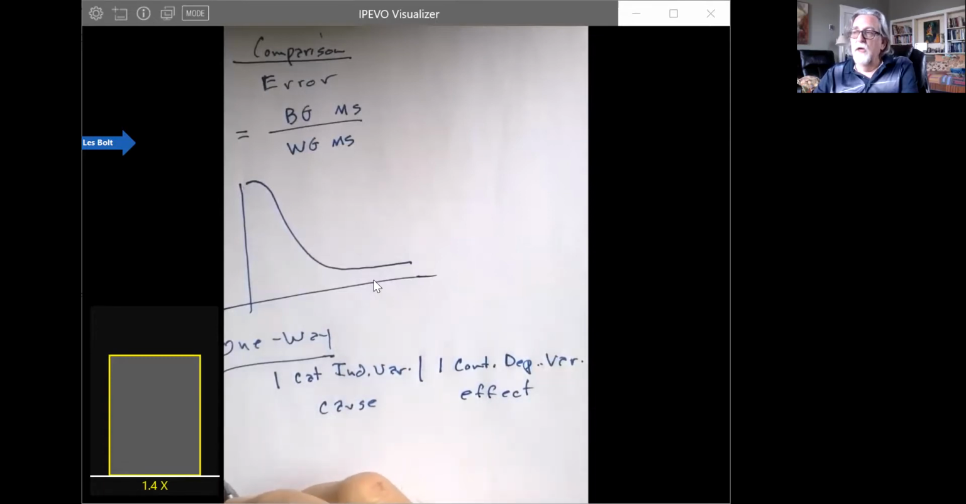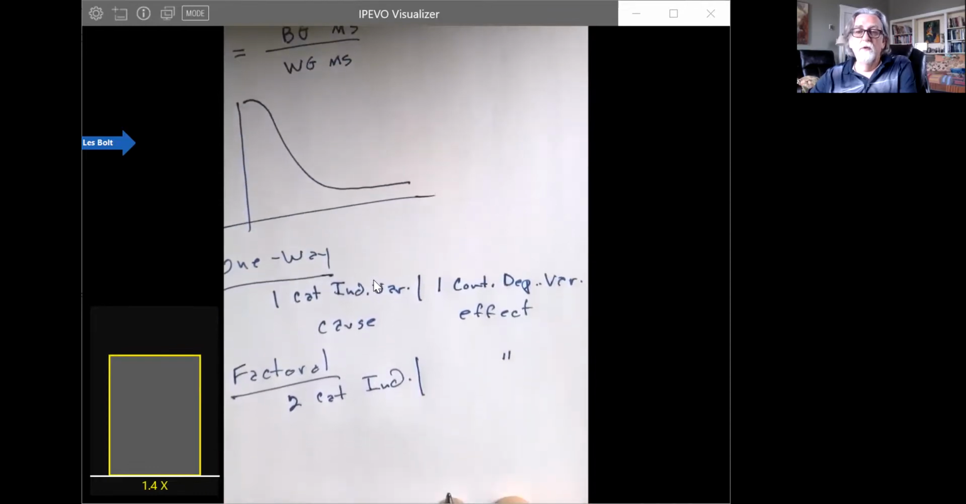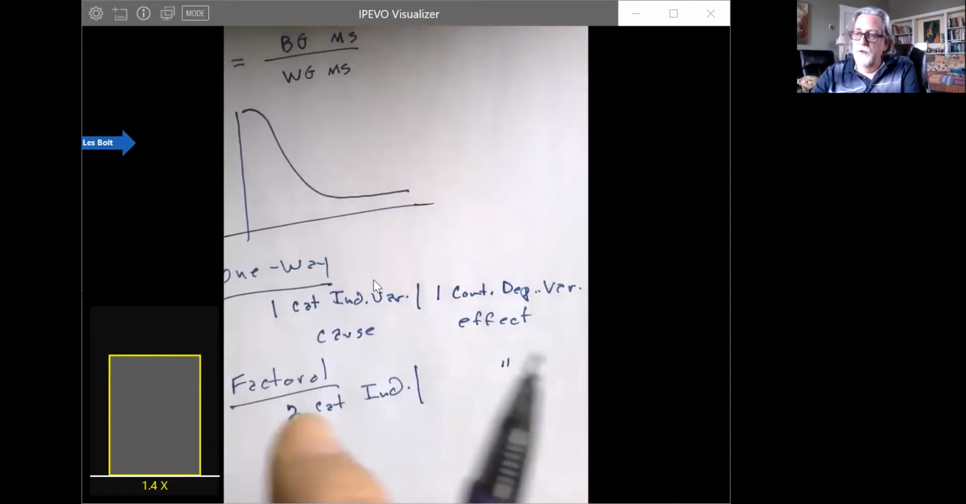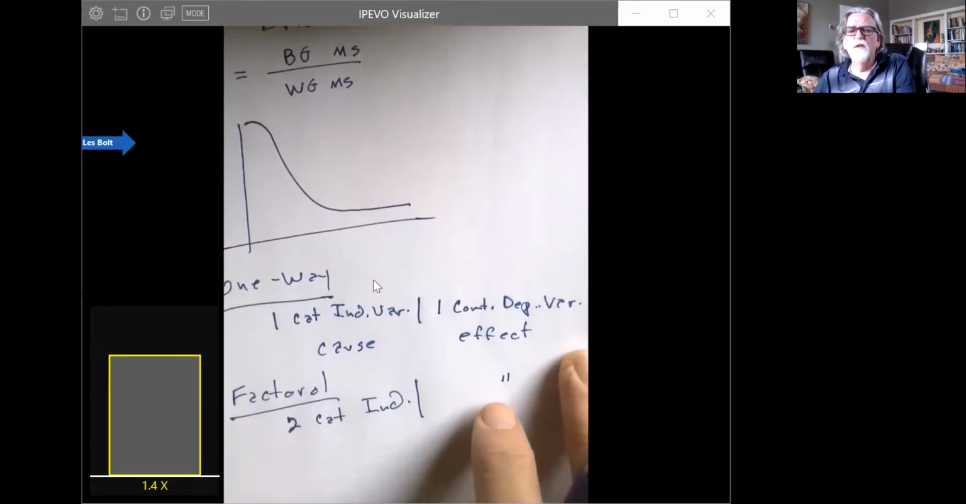When we have what's called a factorial analysis, is when we have two categorical independent variables. We still just have one continuous dependent variable, and one that we will eventually look at, but not necessarily in this discussion. Get something out of the way here.